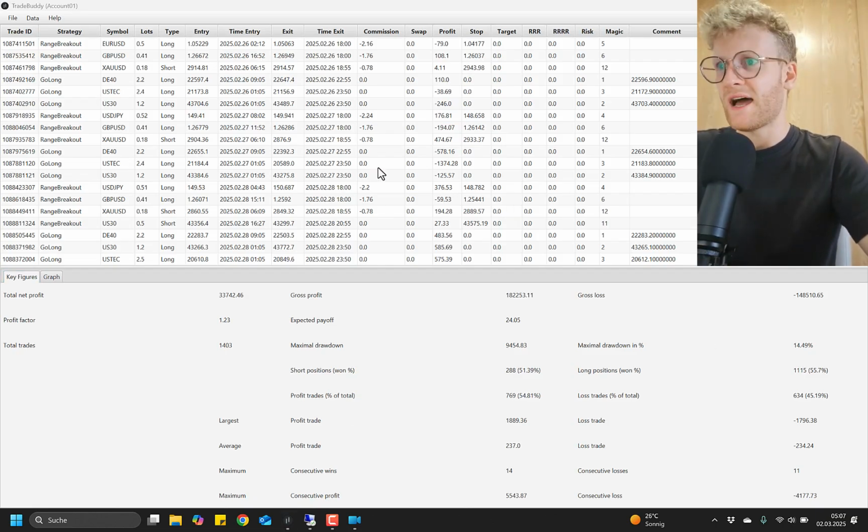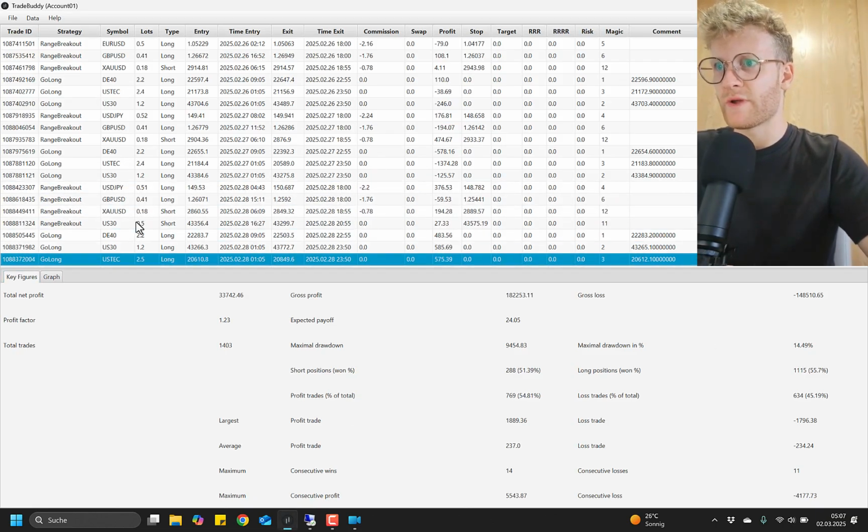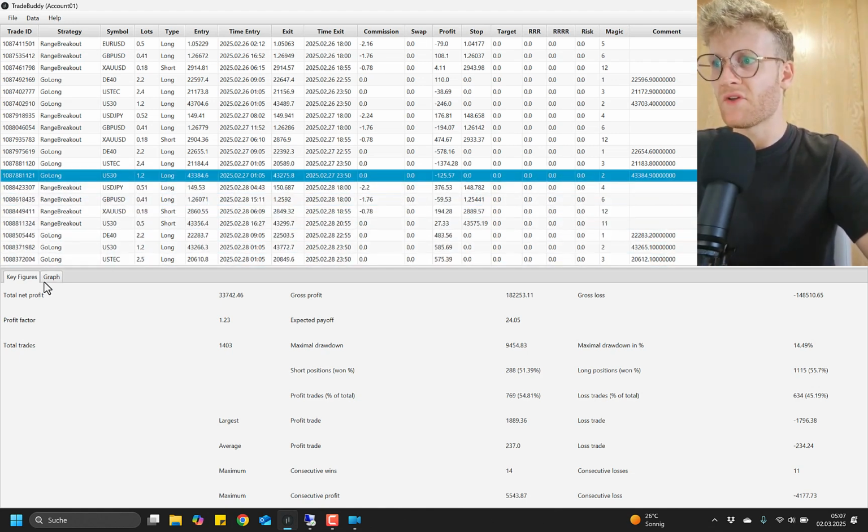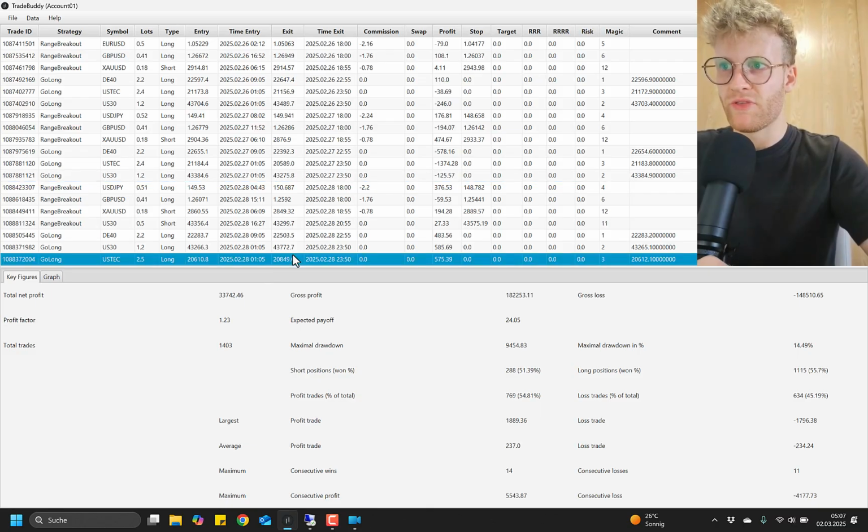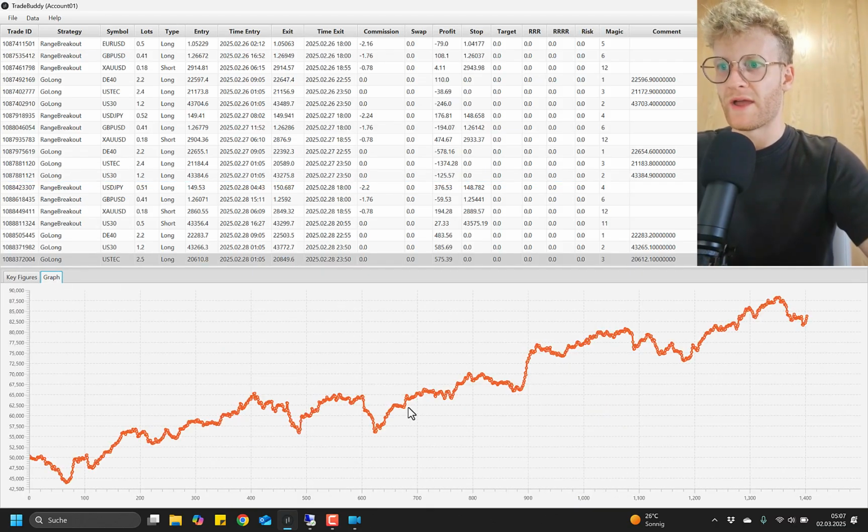So you can see I added all of the trades here. The last trades here are the ones from February 2025. And before we go into the detailed analysis for this month, let's have a look at the overall graph, just to put things into perspective.